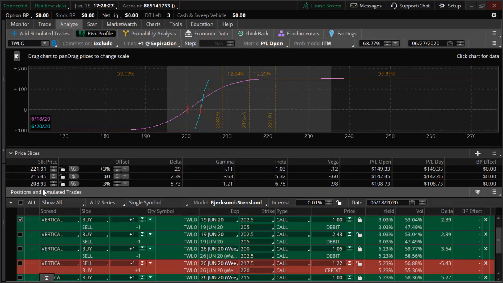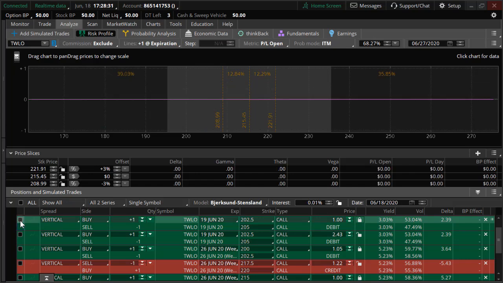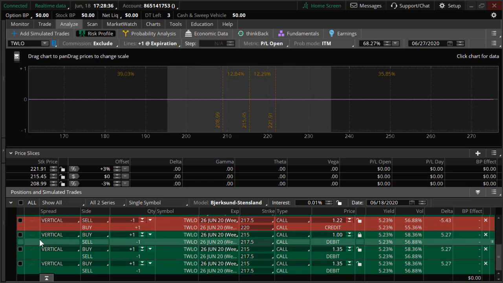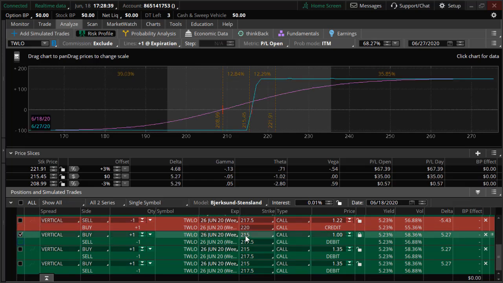But then the other thing today in the room, we set up another spread trade for next week. And so rolling this position out to the next week, we ended up going out here and buying the 215 to 217.5 for next week's expiration, again at $1. So we'll see how that pans out.